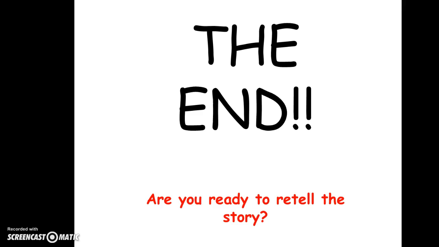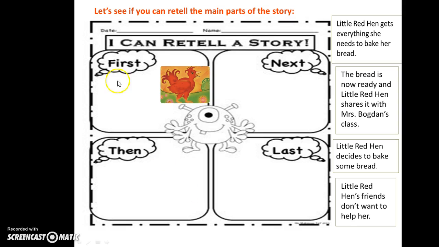The end. Good job. Are you ready to retell the story now? Yeah. Let's see if you can retell the main parts of the story. And remember, we have 4 quadrants: first, next, then, and last. And here we have our parts that fit into each quadrant. We have 1, 2, 3, 4 parts. So let's start with our first part.